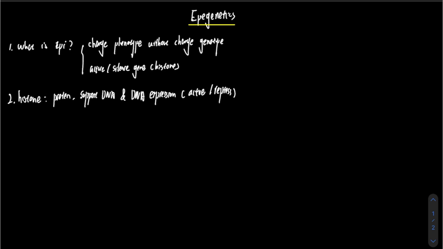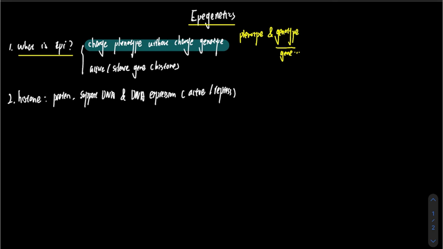So the first question is, what is epigenetics? Epigenetics basically is two things, but it only has one aim. The only aim is to change phenotype without changing genotype. As we mentioned in the evolution video, we know the phenotype and the difference between the genotype. Genotype basically is a gene, or some molecules, some cells. And phenotype is what we act like.